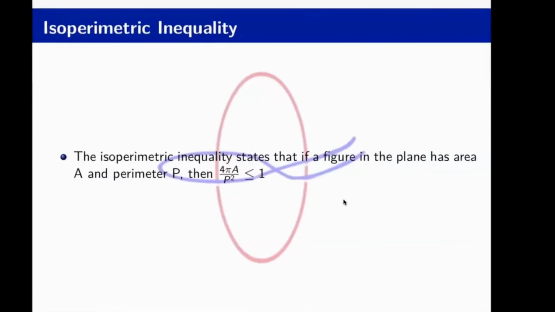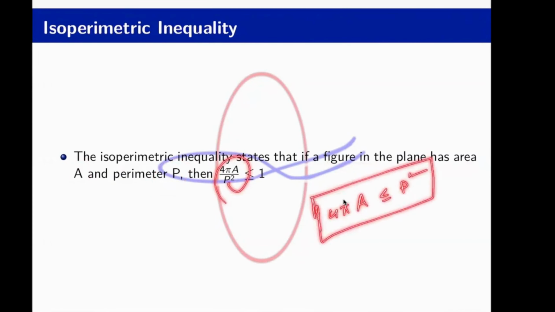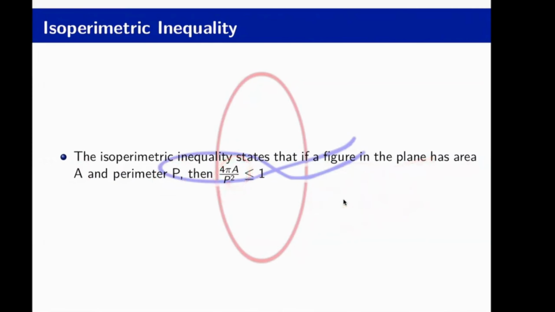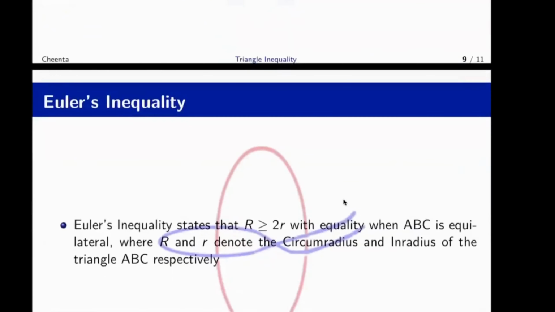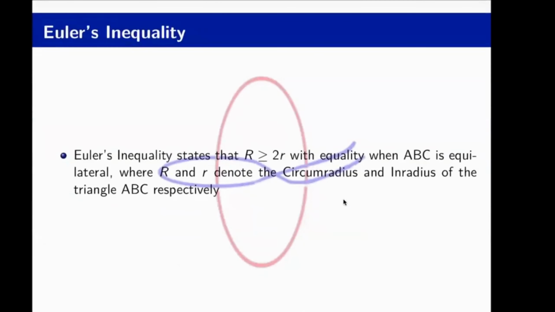Now let us see this isoperimetric inequality. So the isoperimetric inequality states that if a figure in a plane has an area A and perimeter B, then 4 pi A is always less than or equal to B squared. So that's the isoperimetric inequality.